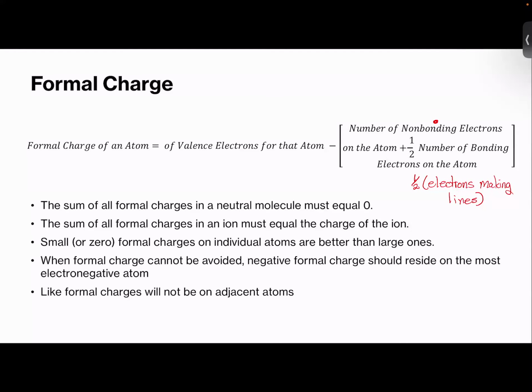Now, there are going to be times where formal charge cannot be avoided. And if you've got a negative formal charge, that negative formal charge must be on the more electronegative atom. And then finally, we'll know if we're correct because we won't have like formal charges on adjacent atoms.